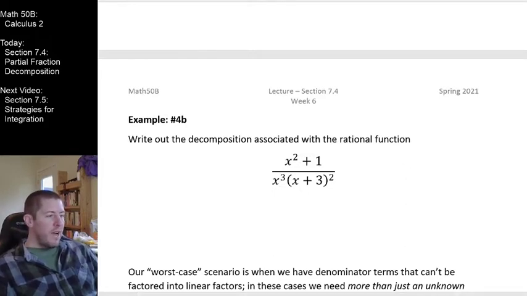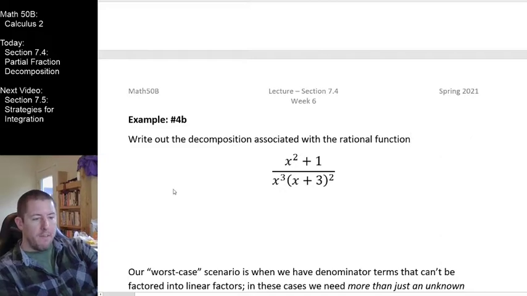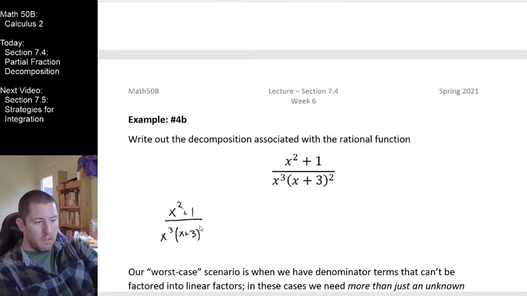So in general, for this one, what you should importantly be seeing is that we do have these repeated factors, right? A repeated factor of x, a repeated factor of x plus 3. So what I would be setting up here for my decomposition is x squared plus 1 over x cubed times x plus 3 squared.